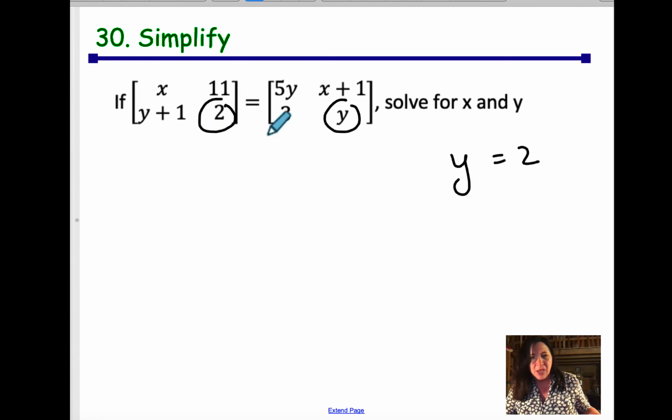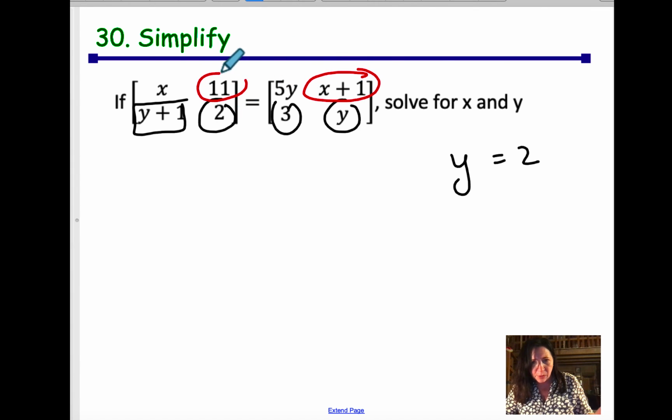y equals 2. Definitely you can use this part where you say y plus 1 equals 3, but you still get y equals 2. For this one, I can just say x plus 1 equals 11. I don't have to say 5y equals x, but I can. So that means x plus 1 equals 11, which means x equals 10.